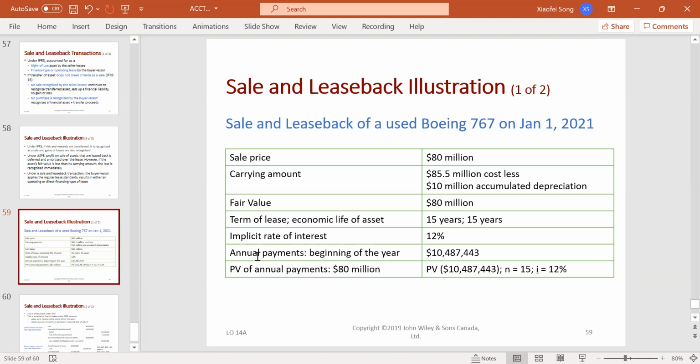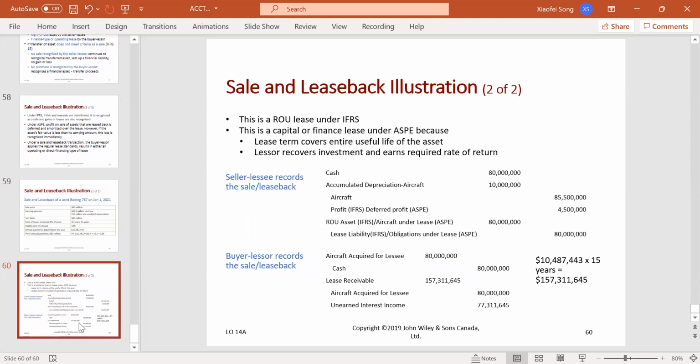And so the calculation is the annual lease payment at the beginning of each year is $10,483. And the present value of this lease payment at 12% is $80 million. So all the calculation is done for us. Okay. So I combined the journal entry for both IFRS and ASPE together.